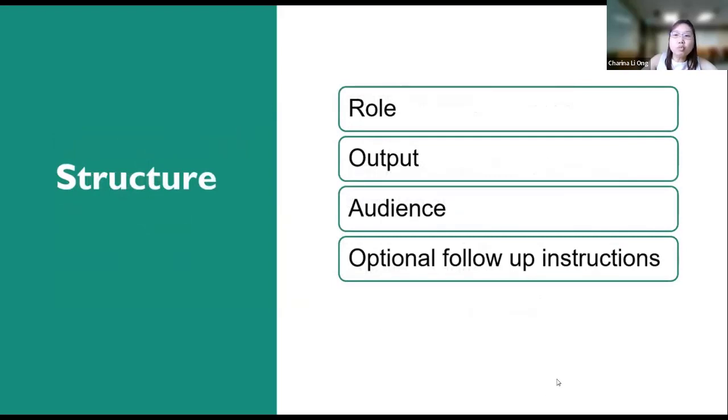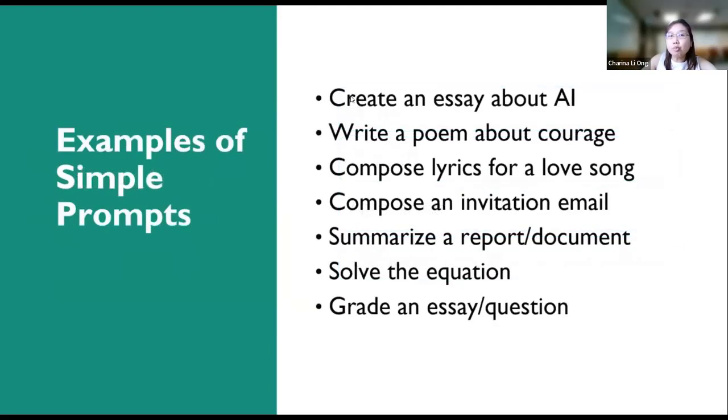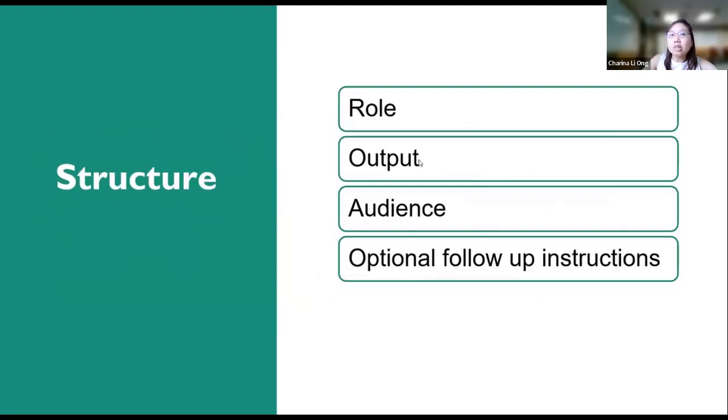So in the examples to follow, we will use this suggested structure to create a more specific teaching and learning document. As you could see here, it could perform very simple tasks, but if you want a more accurate result, this is the suggested structure. You could include your role, the output that you require ChatGPT to produce, the audience, and also follow-up instructions. The last one would be optional, but these three would be required so that you would have a more accurate result.